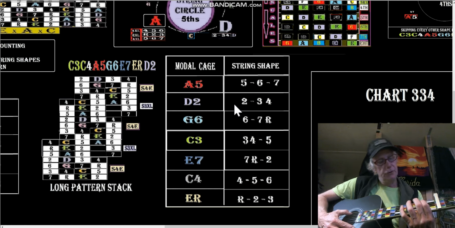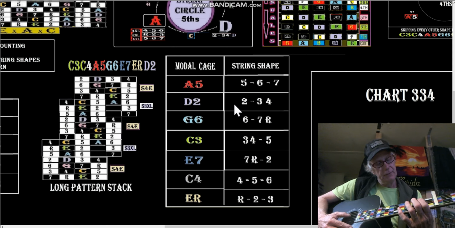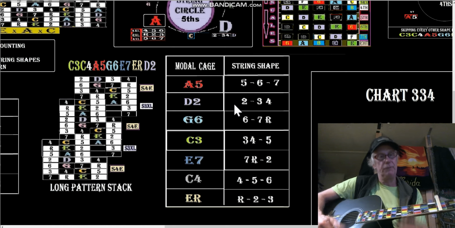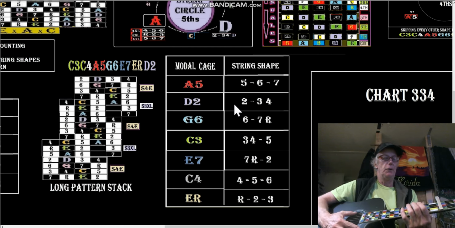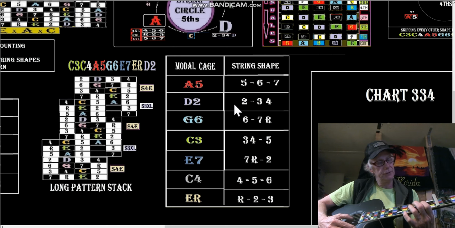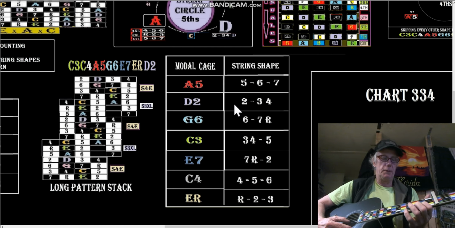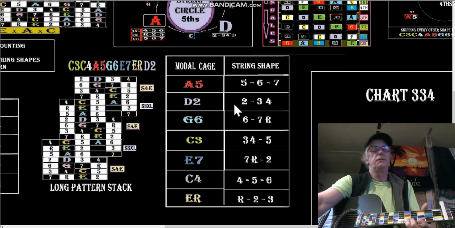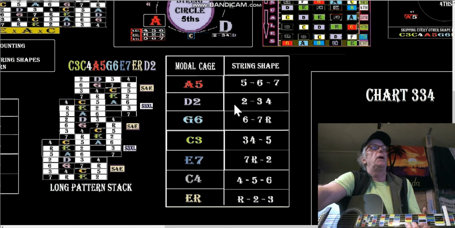So it would be root, 2, 3, 4, 5, 6, 7, root, 2, 3, 4, 5, 6, 7, root, 2, 3, 4. So it'd be root, 2, 3, 4, 5, 6, 7, root, 2, 3, 4, 5, and then we can wrap up 6, 7, root, 2, 3, 4. Right there, A is the fourth of what? A is the fourth of the key of E.